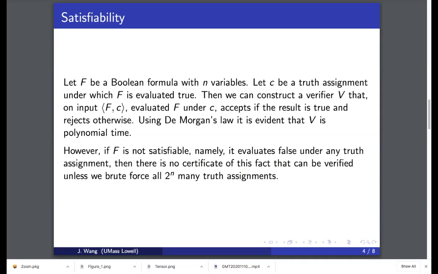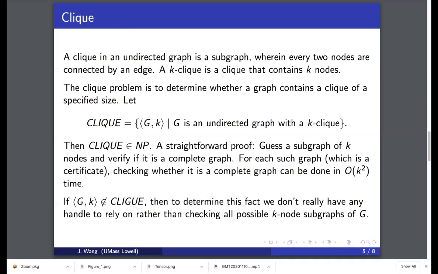Let's look at another example. This is the graph clique problem. So you are given an undirected graph, okay? And a clique is a complete graph. So there are two concepts here.